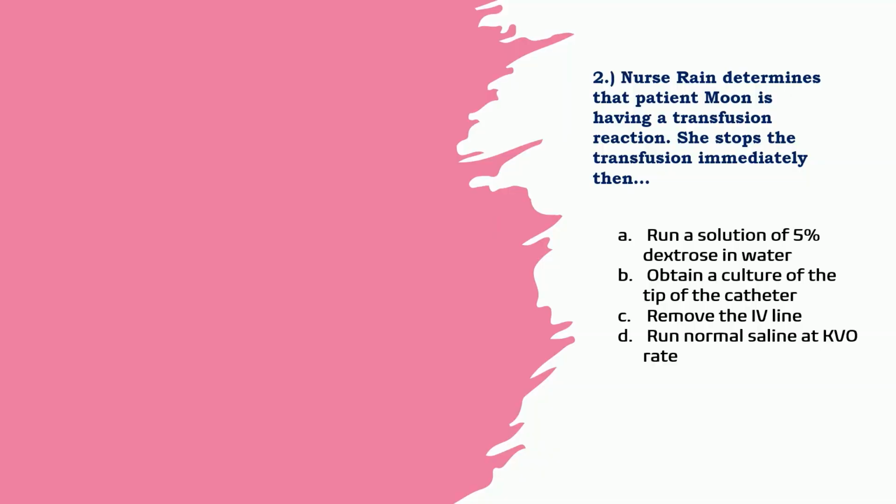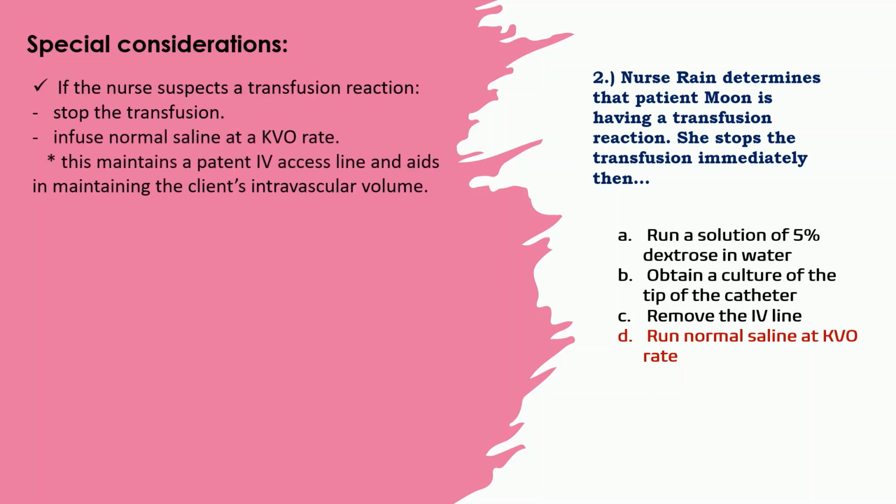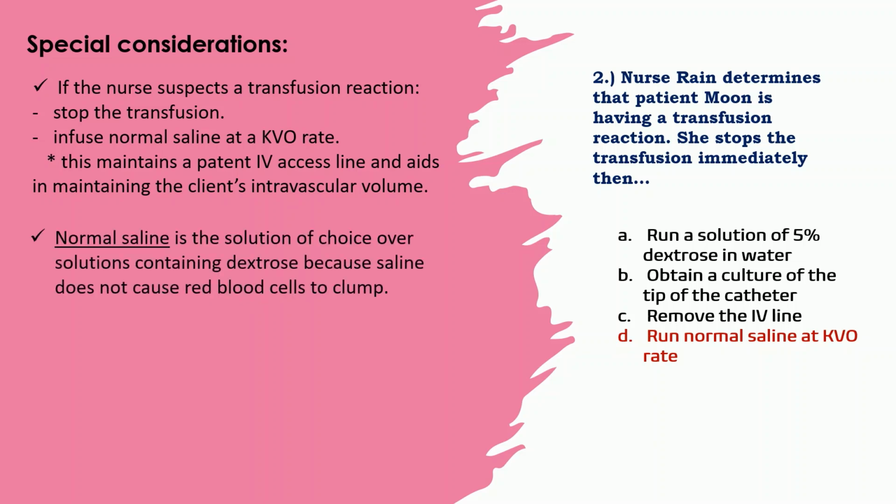Question number 2. Nurse Rain determines that patient Moon is having a transfusion reaction. She stops the transfusion immediately. Then, the correct answer is letter D. If the nurse suspects a transfusion reaction, the nurse should stop the transfusion and infuse normal saline at a KVO rate while waiting for the further doctor's order. This maintains a patent IV access line and aids in maintaining the client's intravascular volume.